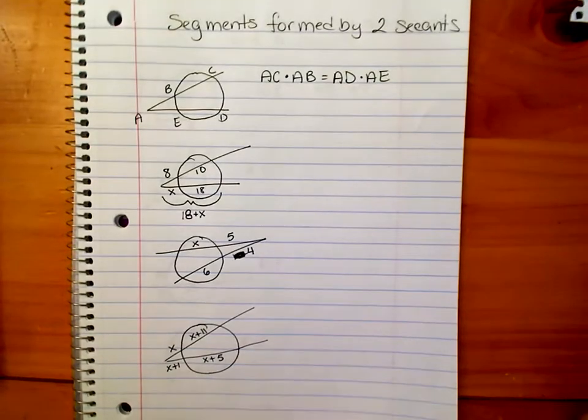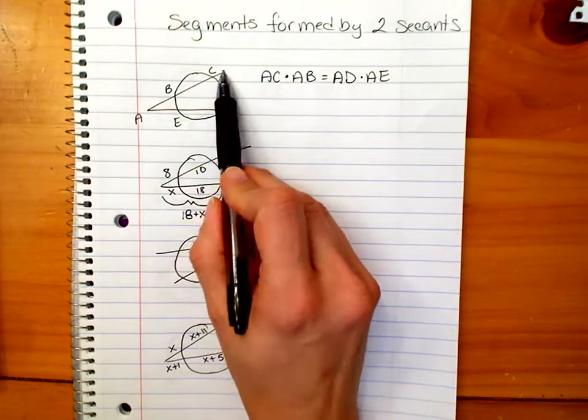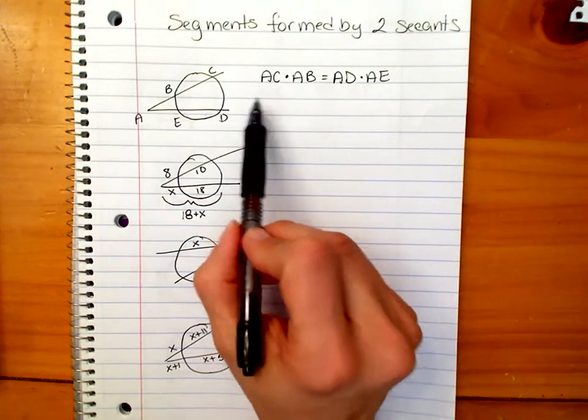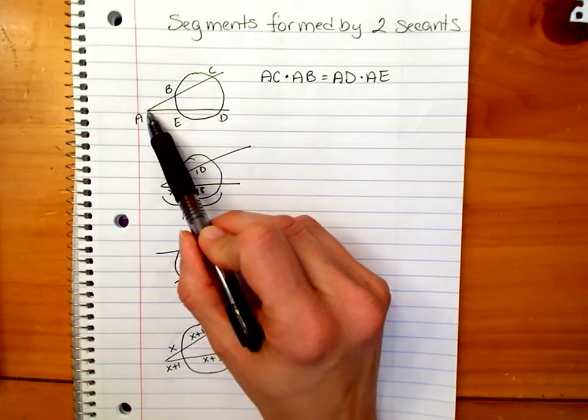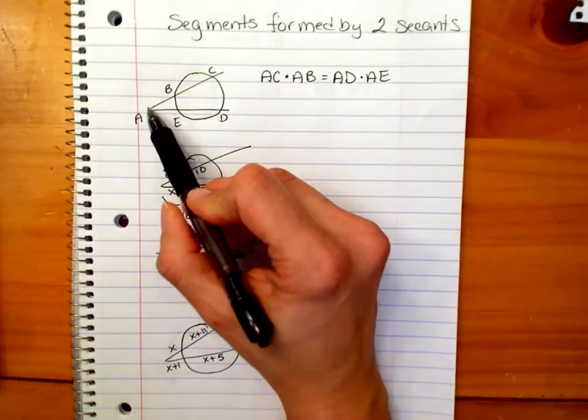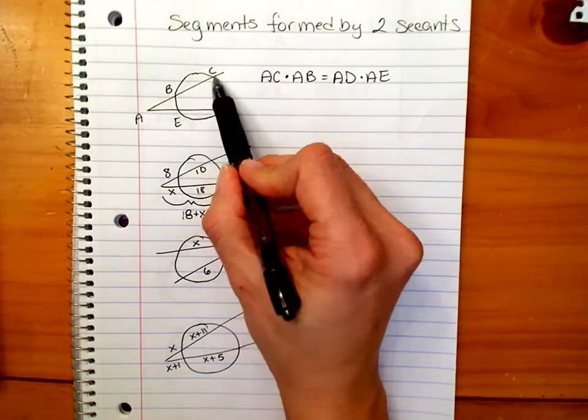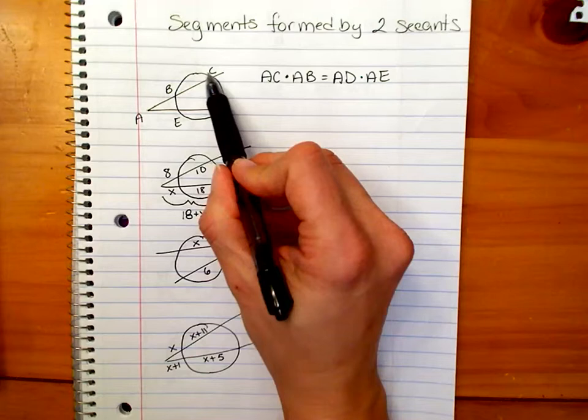This lesson is about how to find segments formed by two secants. So this is the formula. You see two secants intersecting a circle, and there are little parts and big parts. So be careful because this is where kids make mistakes. This is the part outside, this is the part inside, and this is the whole part.